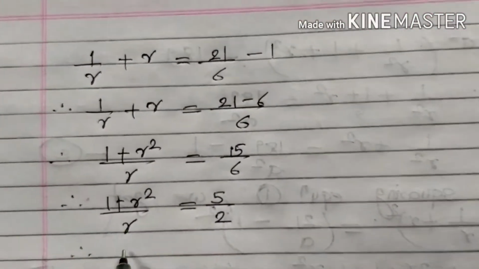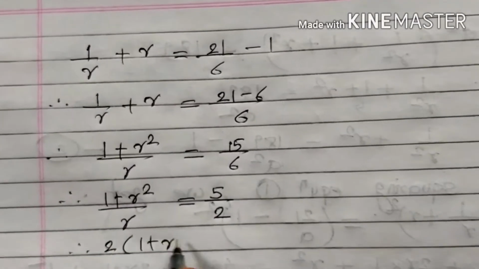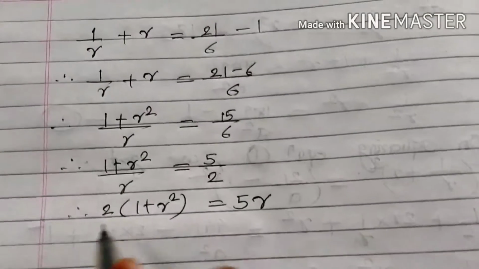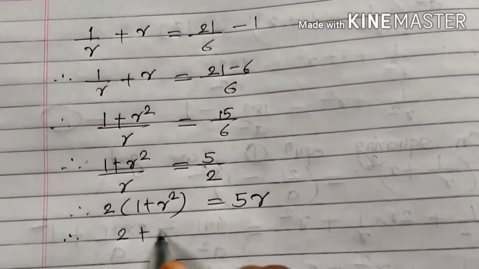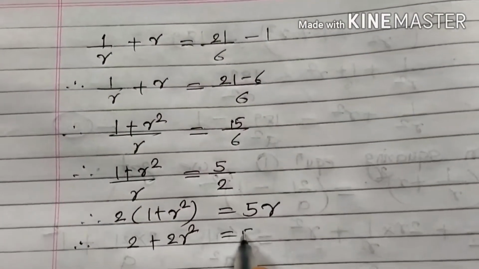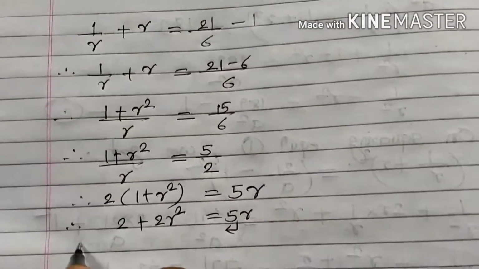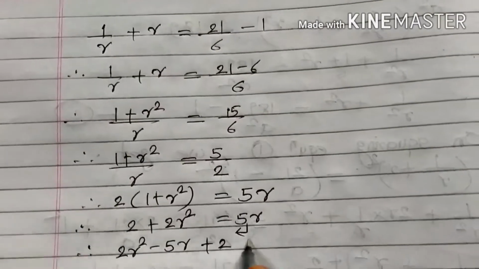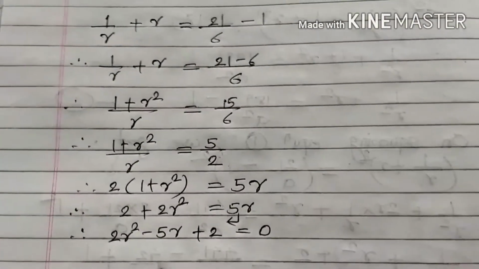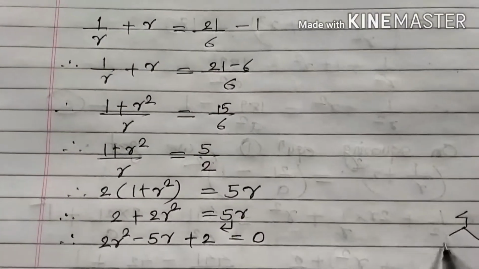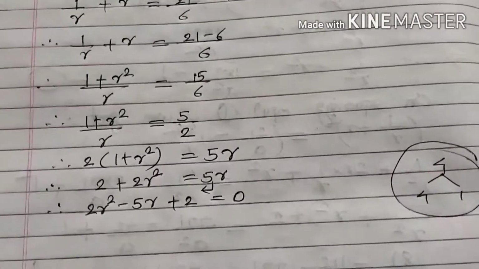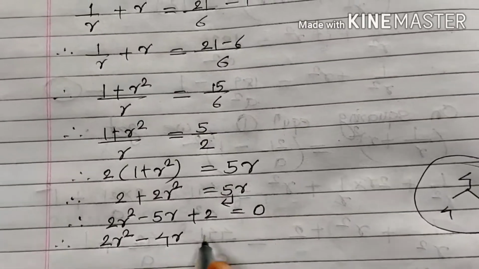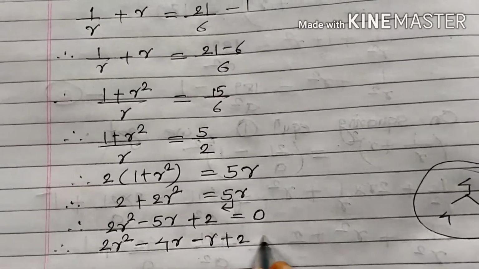Now cross multiply: 2 into 1 plus r square is equal to 5 into r. Therefore 2 plus 2r square equals 5r. Take this 5r on this side. So 2r square minus 5r plus 2 is equal to 0. 2 into 2 is 4. So we need multipliers of 4 whose product is 4 into 1. These are the multipliers. Therefore 2r square minus 4r minus r plus 2 is equal to 0.